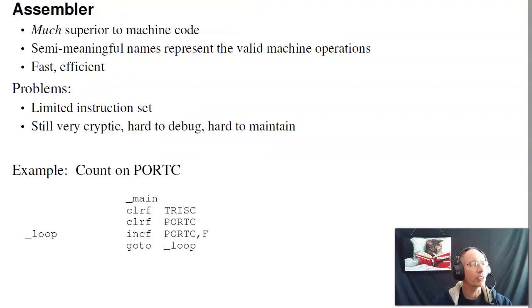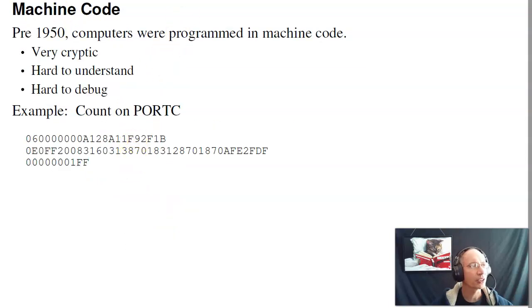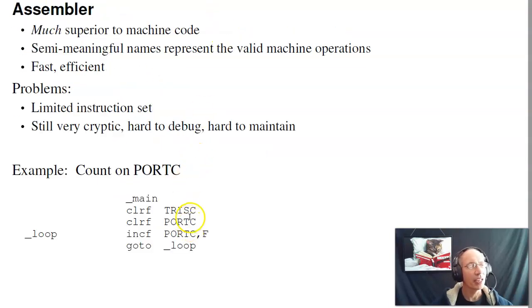What we started the course in was assembly. Assembly is much superior to machine code. It has sort of meaningful names that represent valid machine operations. It's fast, it's efficient, but the instruction set is very limited, and you get exceedingly cryptic code that's hard to debug, hard to maintain. It's what I call throwaway code. If you're given someone else's assembler, it's almost easier throwing it away and starting over. For example, the same code that we had before, in assembly looks like this. Now you have a shot at figuring out what's happening. I'm clearing TRISC, which makes PORTC output, clearing PORTC, and counting.